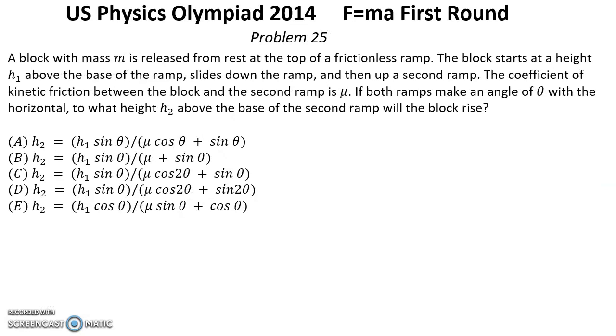Problem number 25. A block with mass m is released from rest at the top of a frictionless ramp. The block starts at a height h1 above the base of the ramp, slides down the ramp and then up a second ramp. The coefficient of kinetic friction between the block and the second ramp is nil. If both ramps make an angle of 30 degrees with the horizontal, to what height h2 above the base of the second ramp will the block rise?